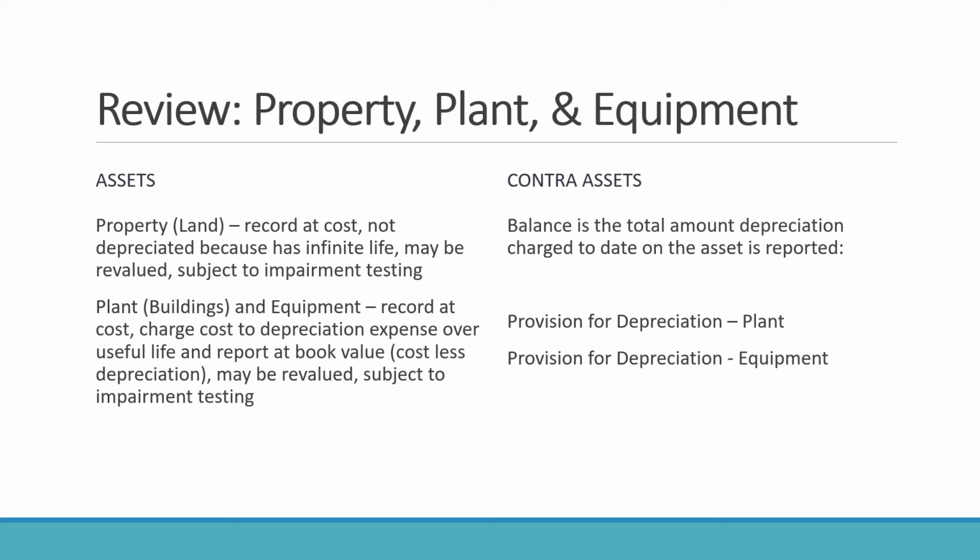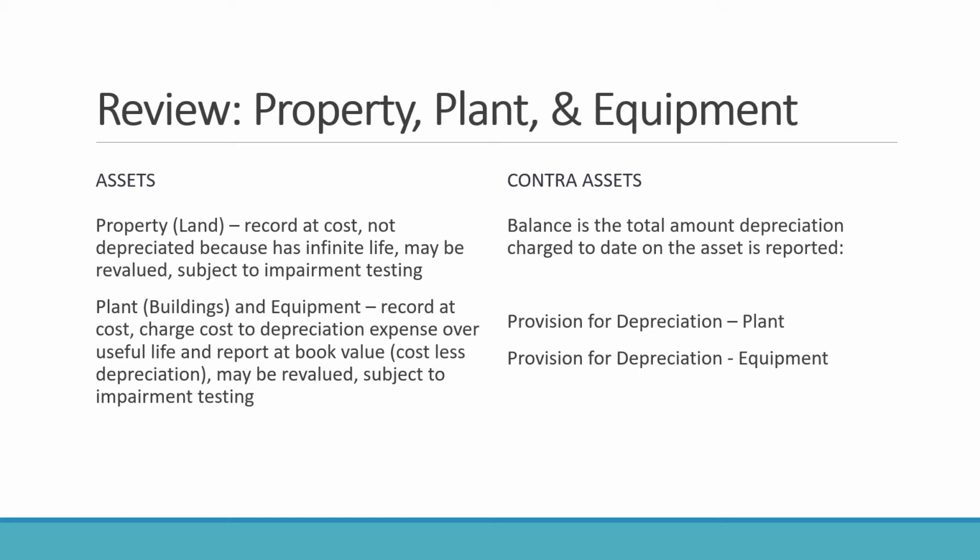We could use straight line like we did for the patent, but there are other options that are available as well. Once again, the default treatment is to report these buildings and equipment at book value, or cost minus accumulated depreciation. Companies do have the option to revalue these assets. Not many businesses do it, and then they are subject to impairment testing.